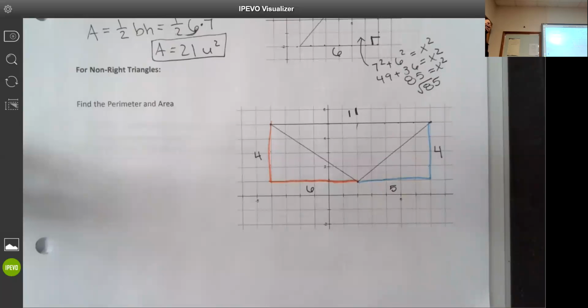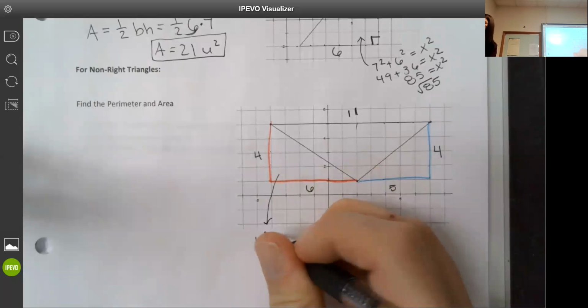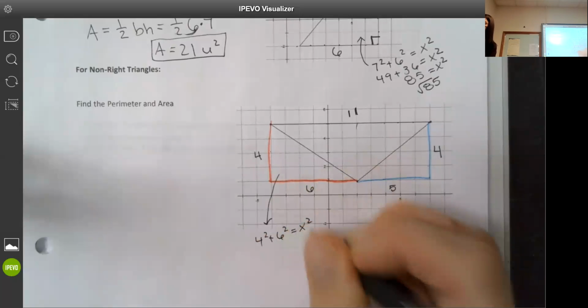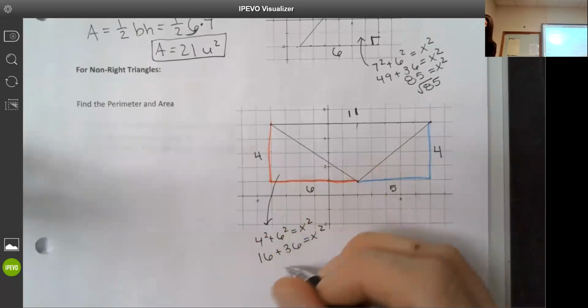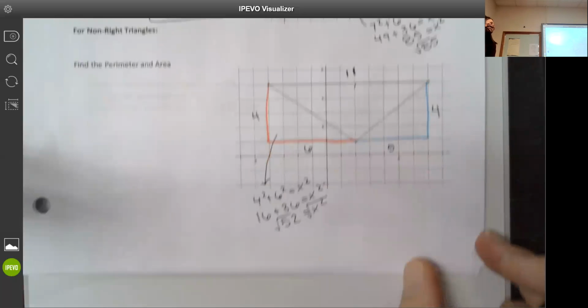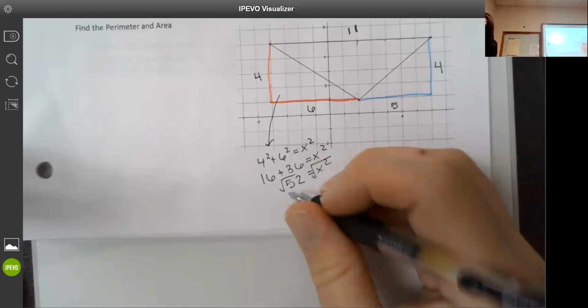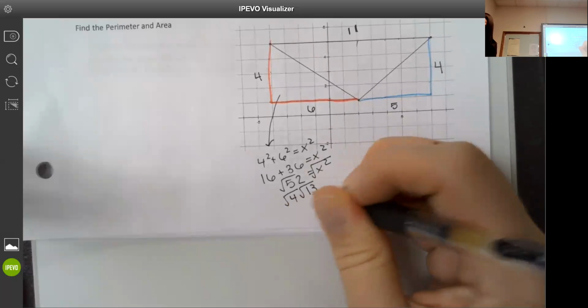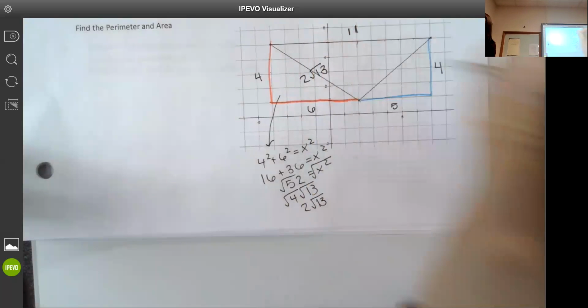So how do we find the slanted lengths of those triangles? What do we use? Pythagorean theorem, just like we did with our rectangles. 4 squared plus 6 squared equals x squared. 16 plus 36 is 52. What perfect square number goes into 52? Anyone know? 4. It's 4 times 13, or 2 radical 13. This length is 2 square roots of 13.